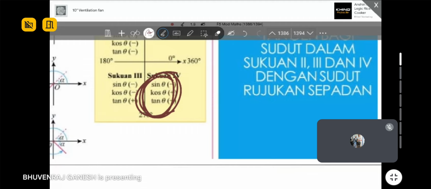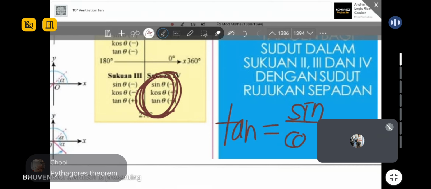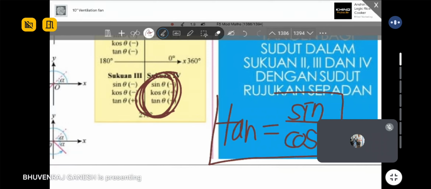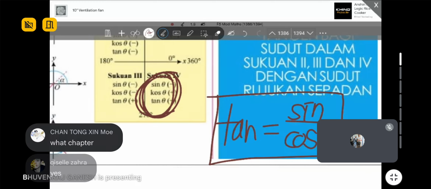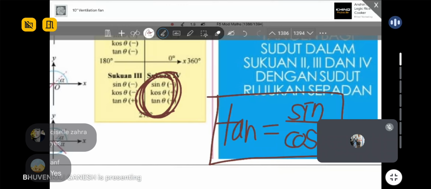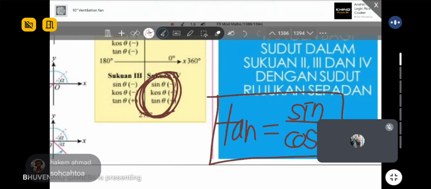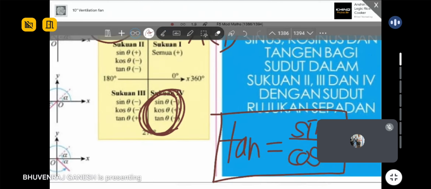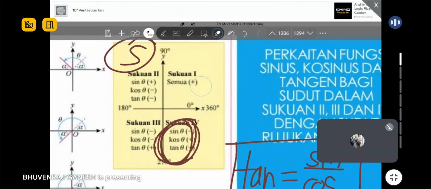Tingkatan 3. So guys, have you all forgotten this? Tangent equals sine over cos. No, not Pythagoras. Guys, do you all still remember this? Revise lower form tau. Ulang kaji bab menengah rendah. Tangent is equal to sine over cos. You can find it in the Form 3 textbook 1, trigonometry chapter. So now we look at the quadrant and see whether it makes sense or not.